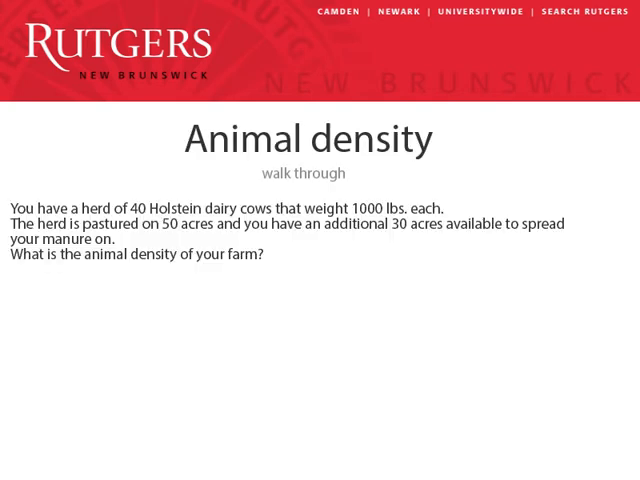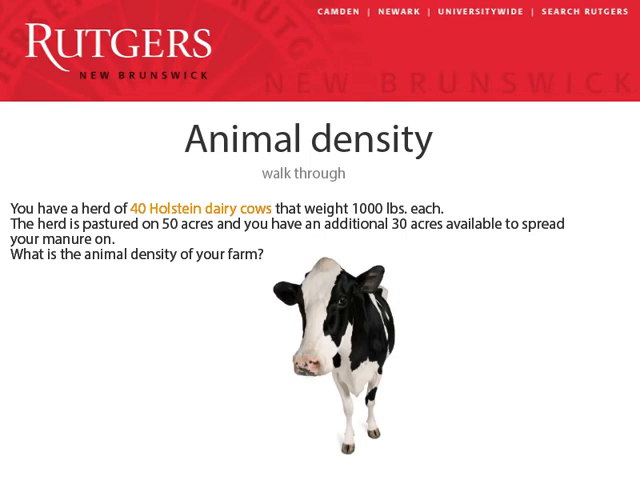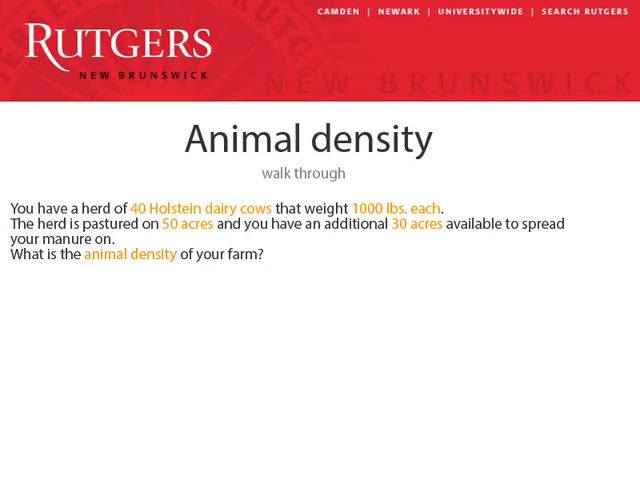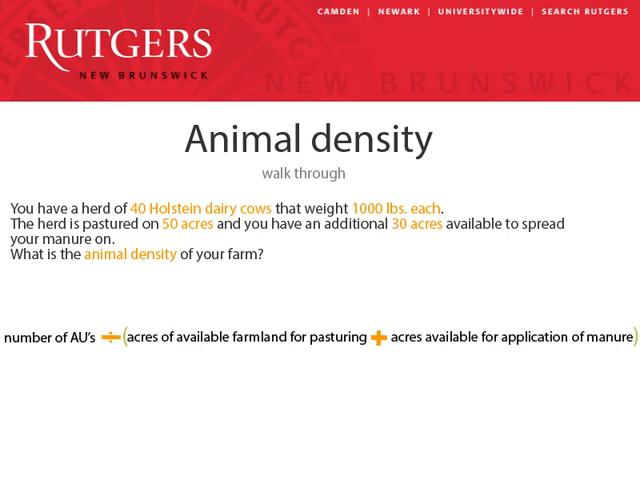Let's walk this one through. If you have 40 dairy cows weighing in at 1,000 pounds each, and the herd is pastured on 50 acres, but you also have an additional 30 acres available to spread your manure on, we need to calculate the animal density. First, we take the formula: number of animal units divided by acres of available farmland for pasturing, plus acres available for application of animal waste.